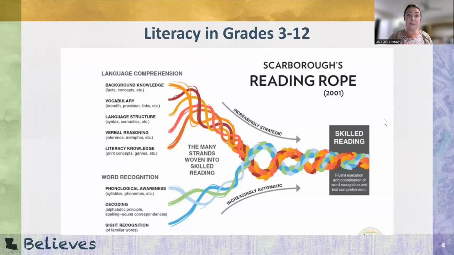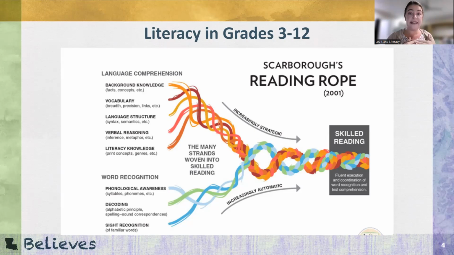Okay, so let's talk very briefly about literacy in grades 3 through 12. This is Scarborough's reading rope, and Scarborough is an expert in how we learn to read, how the brain reads, becoming a skilled reader. There's two components. The upper component is our language comprehension component, and all of these different things make up language comprehension. Then we have the bottom strand, which is word recognition. Word recognition focuses on phonological awareness, decoding, and adding words to our sight vocabulary. You're seeing them and decoding them enough that they become imprinted.